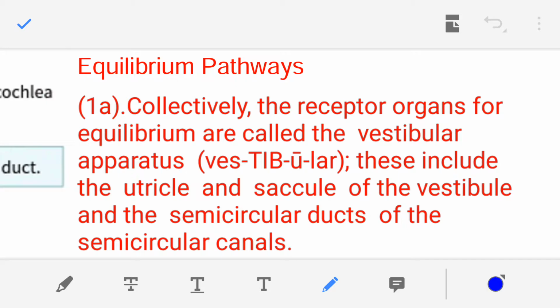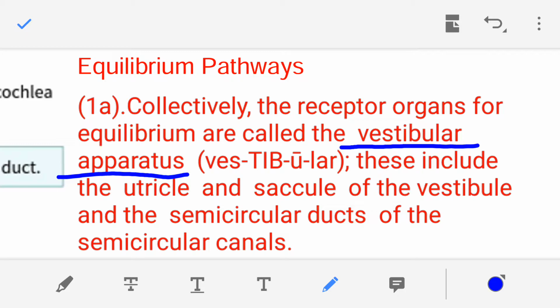Now, brain centers are involved in the equilibrium pathway, but the question is how the nerve impulse related to equilibrium reaches these various brain centers. So we know the receptor organ for equilibrium, collectively, is known as the vestibular apparatus. In our previous lecture we have discussed this.